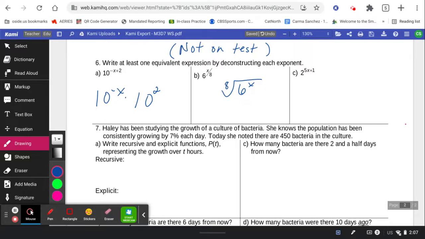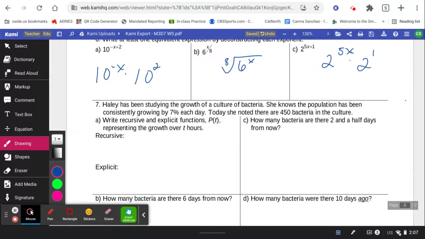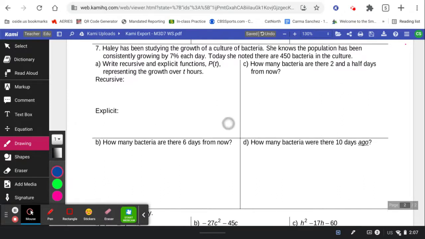And last is the add rule again. So two big bases of 2. Do you see how we could have the 5x here and the positive 1 there, or no number, an invisible 1 can be invisible. So that's it, not on the test, but good practice for your brains. Here's something that may be on the test.